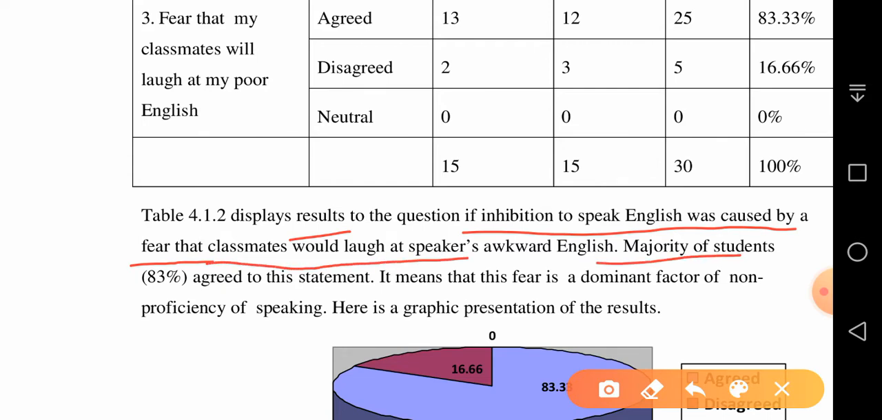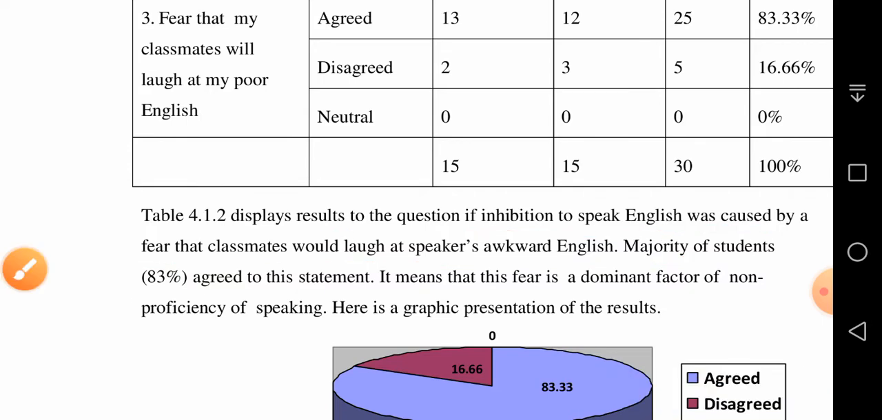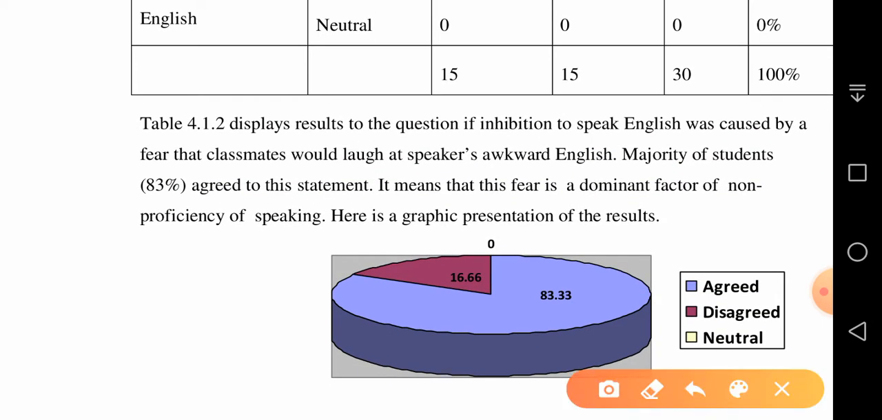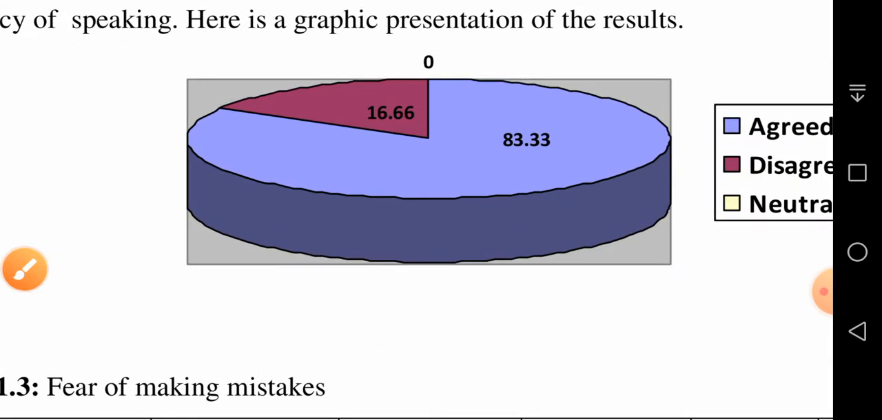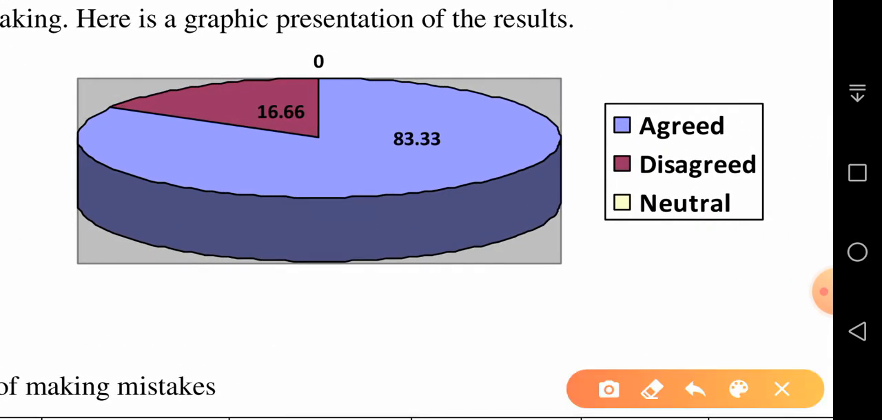Majority of students, that is 83%, agreed to this statement. It means that this fear is a dominant factor of non-proficiency of speaking. Here is a graphic representation of the results. As you can see here, the majority, 83%, agreed. This is known as a pie chart. A small portion, that is 16%, disagreed.